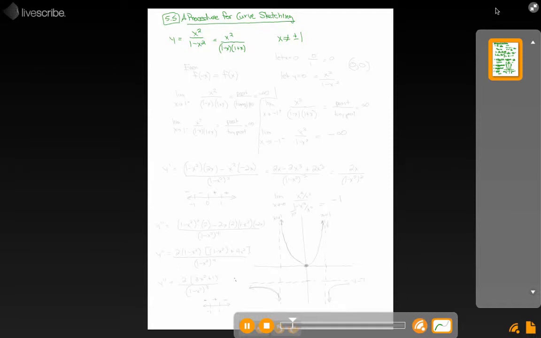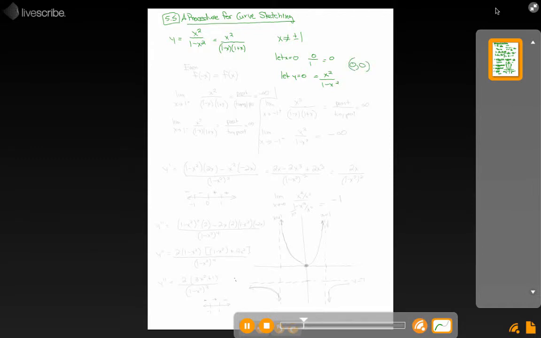For intercepts, if I let x equal 0, I can have 0 over 1, which is 0. So this graph goes through the origin. And if I try to let y equal 0, the only way that that's going to be true is, again, if x is 0. There's no other factor in the numerator there that's going to make that happen. So 0, 0 is my only intercept, and it's an x and a y intercept.